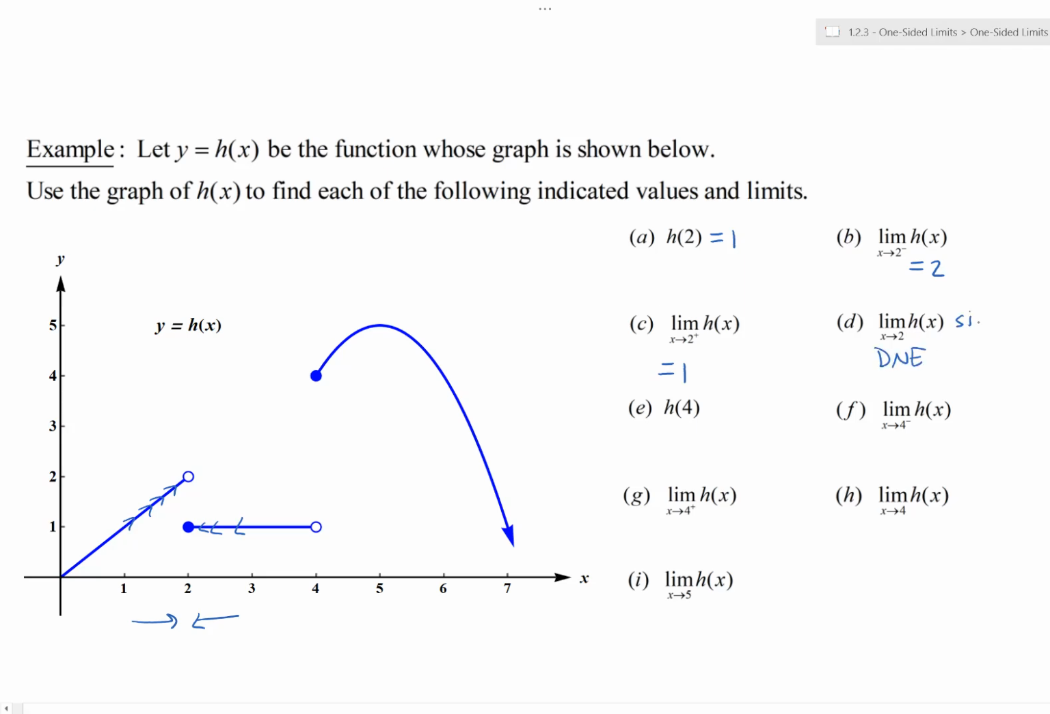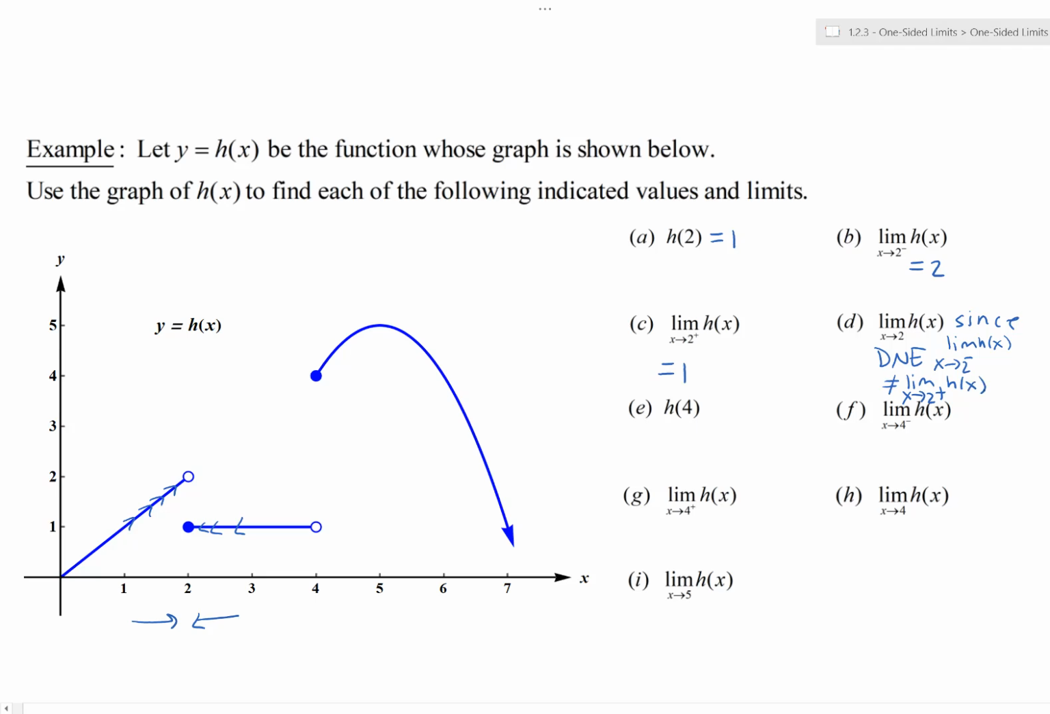So we'll just write since limit as x approaches 2 from the left of h of x does not equal the limit as x approaches 2 from the right of h of x.